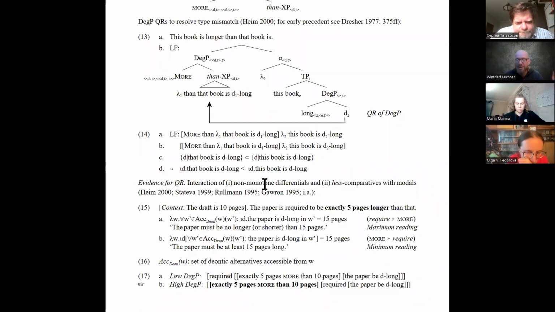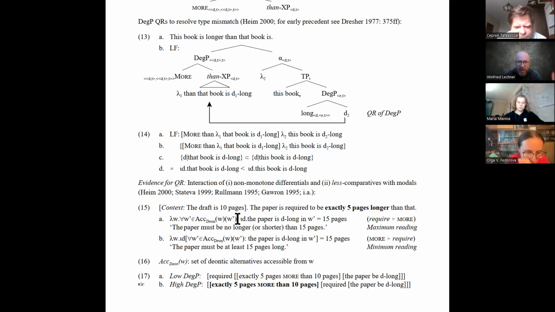In order to test that there has actually been movement, you want to make sure that the readings you create are stronger, so you can really test for their availability. Now, a classic example here is 15, in a context where the draft is 10 pages long. The paper is required to be exactly 5 pages longer than that. It can have 2 different readings. It has a so-called maximum reading and a so-called minimum reading.